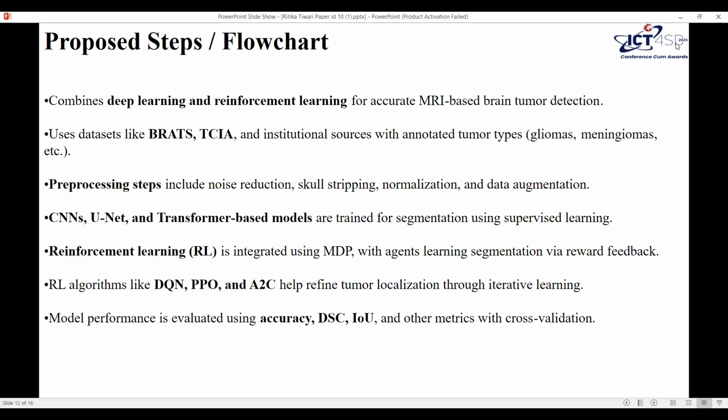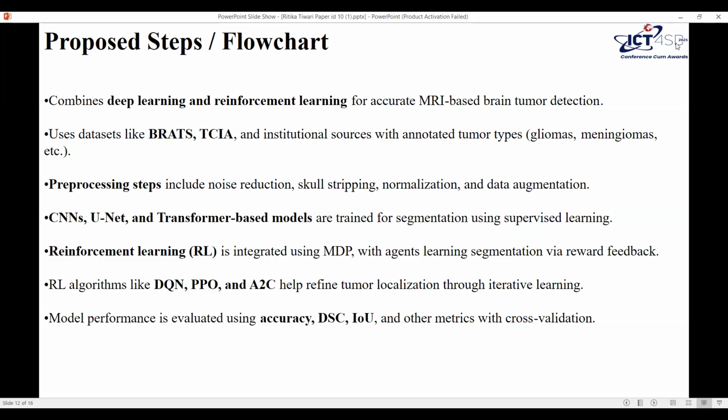What will be the purpose, steps, and flowchart? First, we will be combining deep learning with reinforcement learning. Next, we will be using the data sets collected from BRATS, TCIA, or any medical sector. Then processing the steps by reducing the noise, skull stripping, and normalization, then providing the algorithm we have selected from the reinforcement part, then integrating it using MDP with agents, learning segmentation via reward functions.